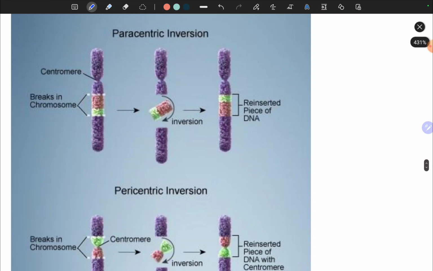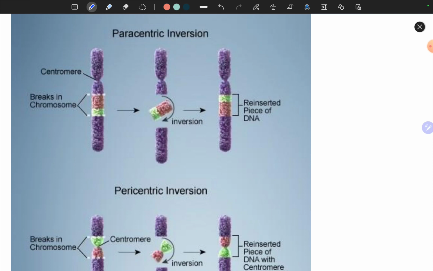So there will be some break from the left. You can see the red part, the upper part, so they will be broken, inverted, and reinserted again, joined together. So this is what we call inversion. This will also cause a problem in the gene expression and disease.